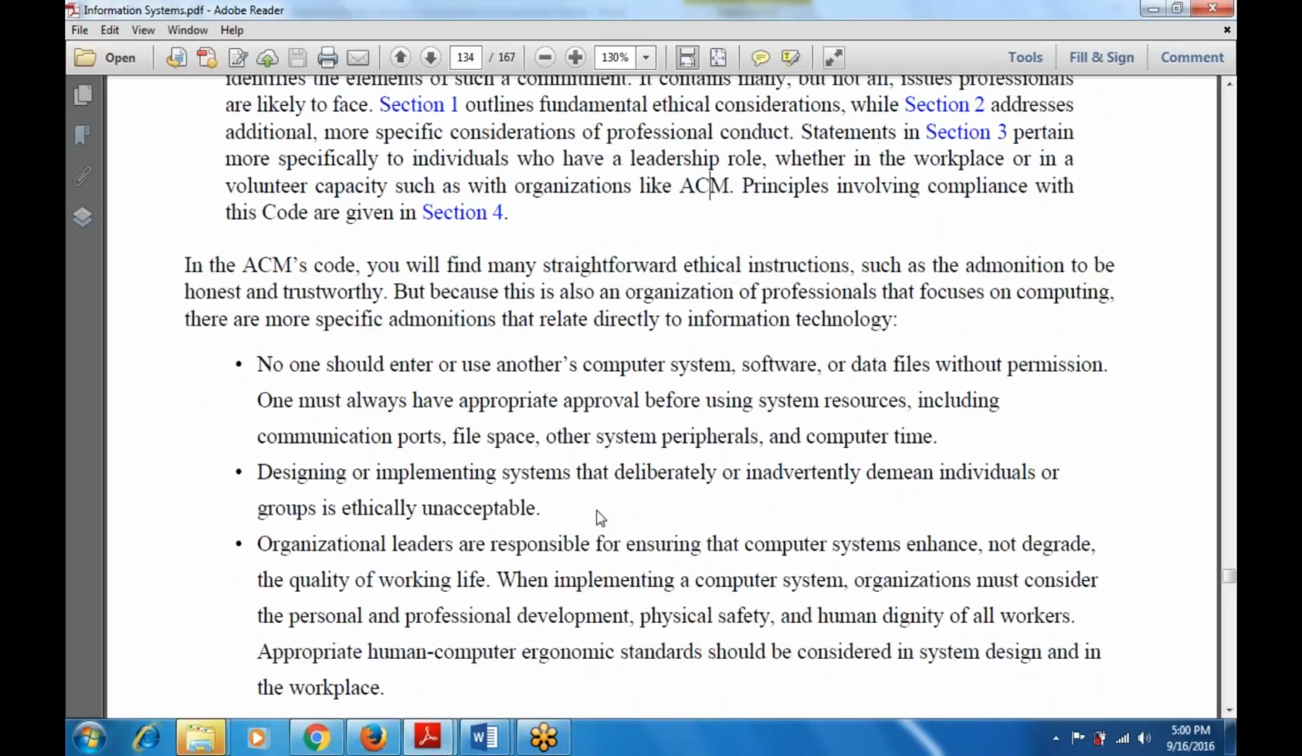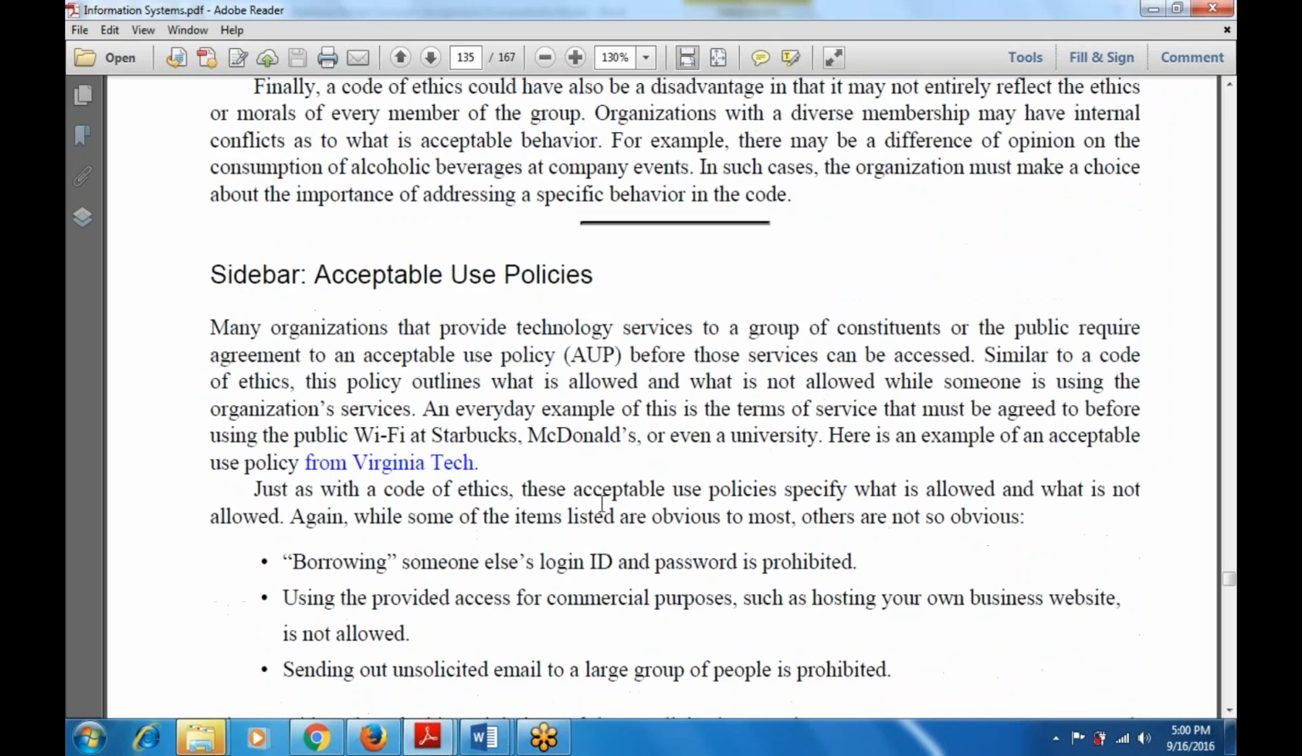Designing or implementing systems that deliberately or inherently damage individuals or groups is also unacceptable. Organization leaders are also responsible for ensuring that computer systems enhance, not degrade, the quality of life.